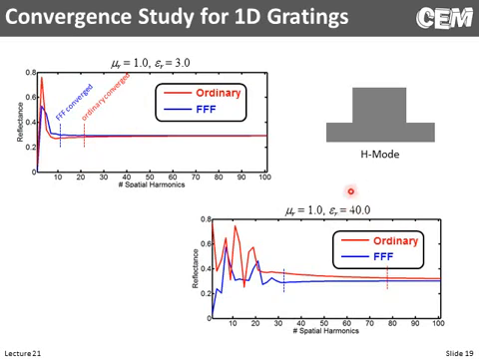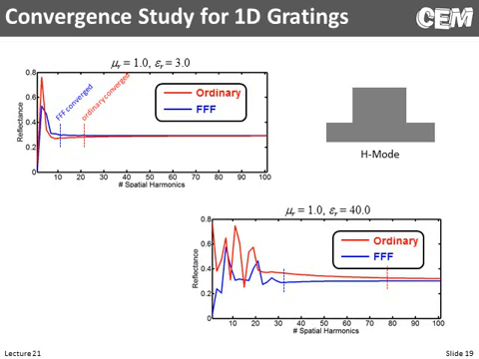Now let's look at the case of 40. Well, fast Fourier factorization converged even faster. And we see actually once we get up to a certain number of spatial harmonics, convergence is quite slow for the ordinary. So as we go to higher contrast, fast Fourier factorization is buying us more.